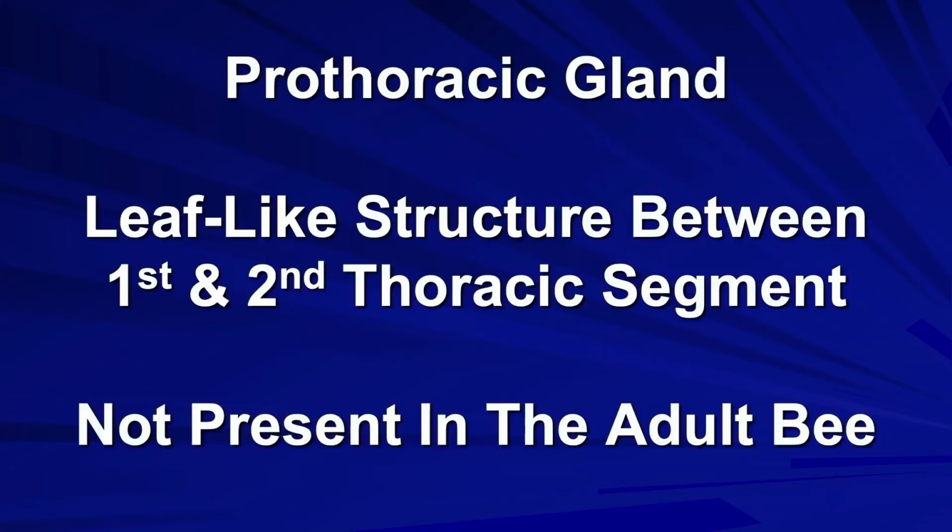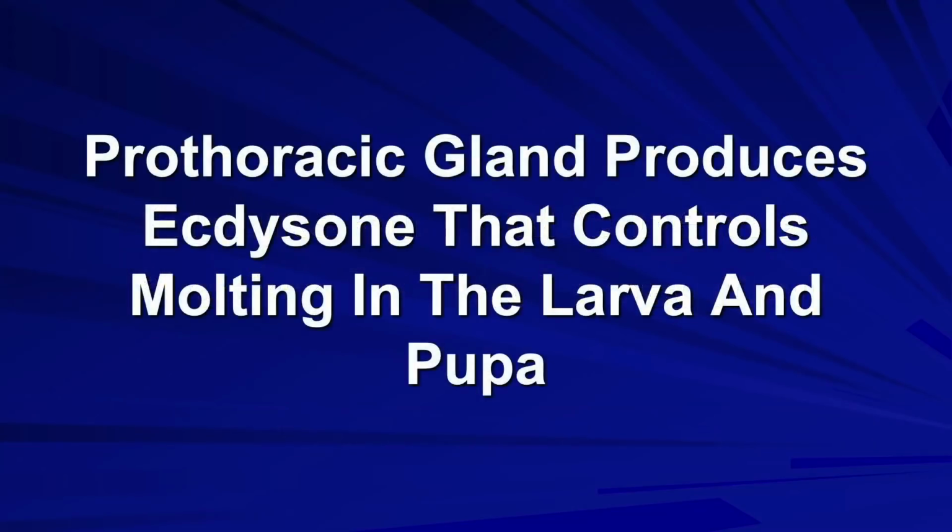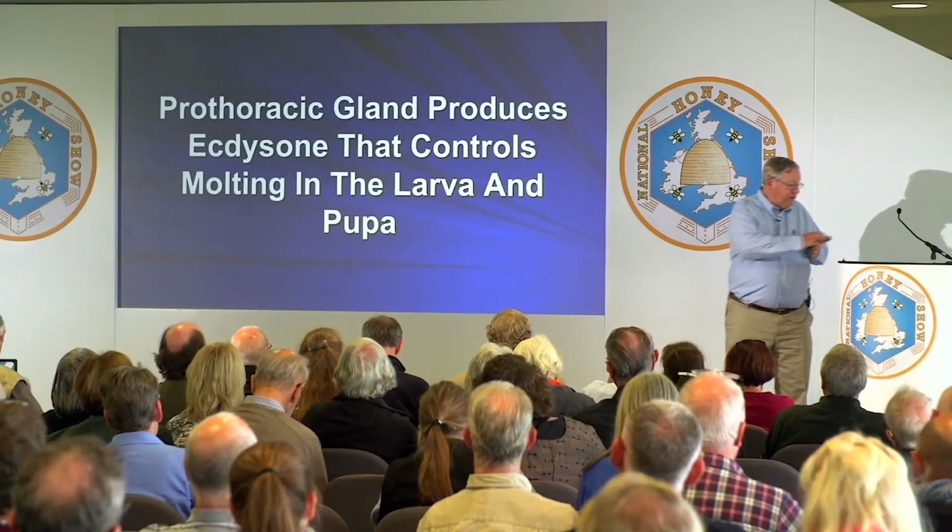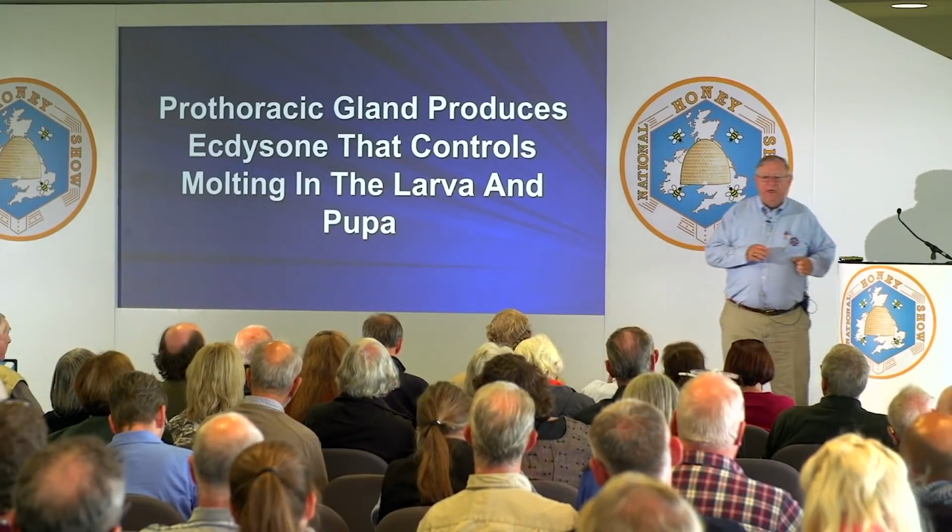The prothoracic gland, as I indicated, is not present in adult bees, and it's a small leaf-like structure found between the first and second thoracic segments of a young larva. The prothoracic gland produces ecdysone that controls molting in the larva and pupa. Let's first of all try to understand what molting is all about.